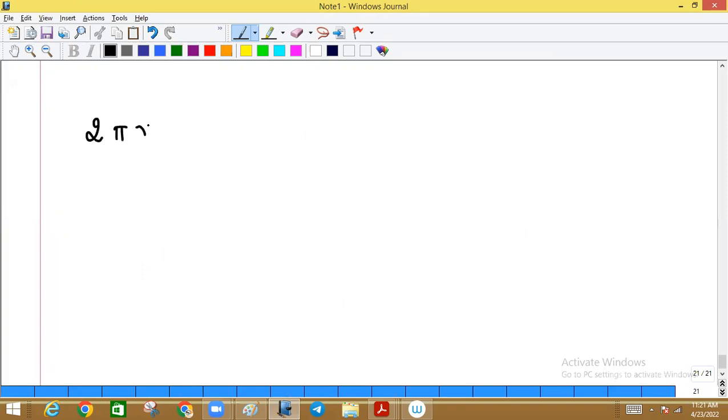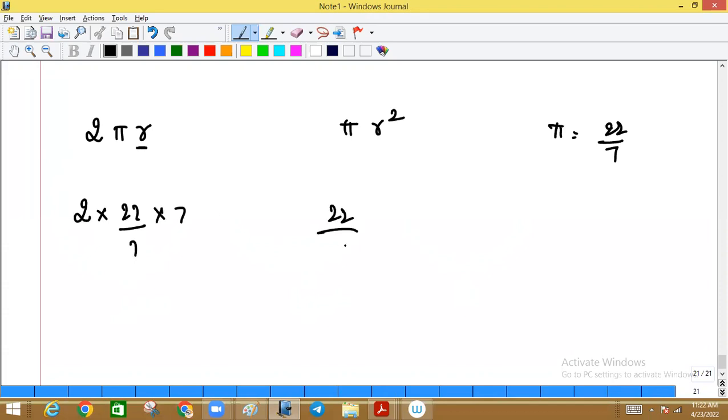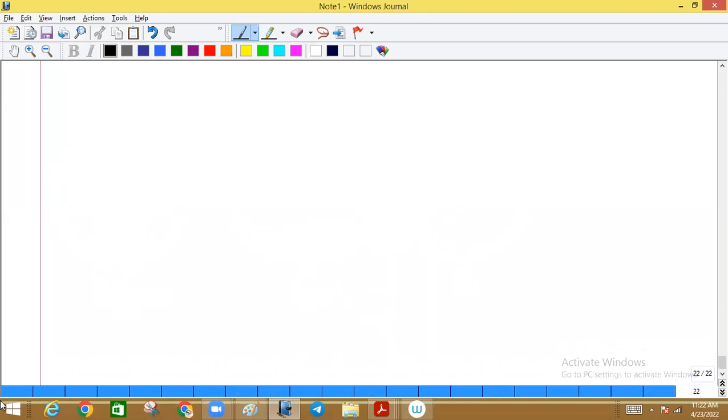Circumference is 2 pi r, area is pi r square. We usually use the value of pi as 22/7. Substitute 22/7. I'll take r as 7. Tell me, what is the circumference? 44. What is the area? 154. Agree? Now see here. Radius, circumference, area.